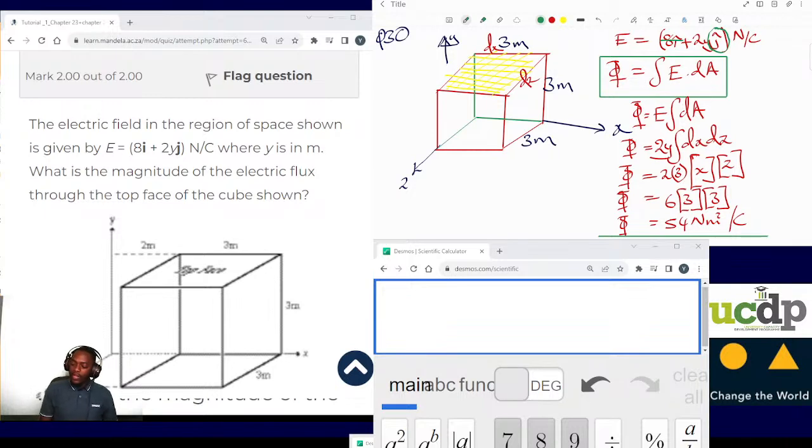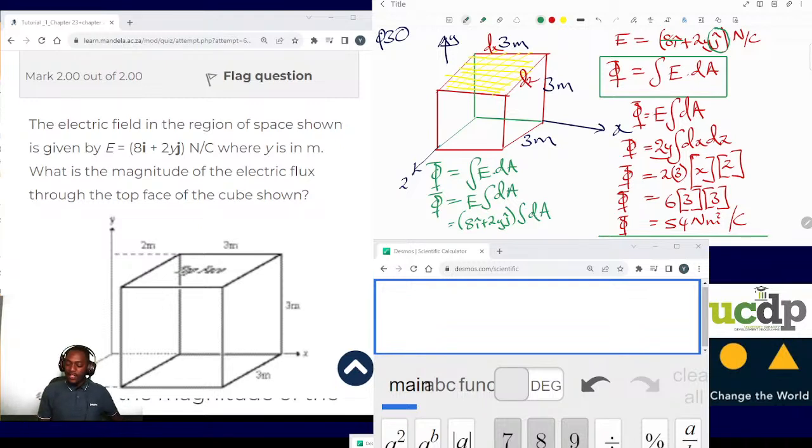Now we know that when calculating flux, phi is equal to the integral of E dot dA, which is the same as phi being equal to E times the integral of dA. Right. Our electric field that we're given is 8I plus 2y in the j direction, times integral dA. But now, remember what I said.